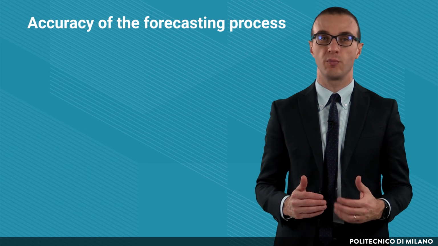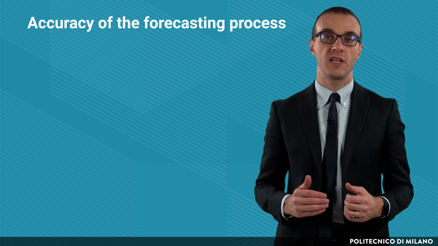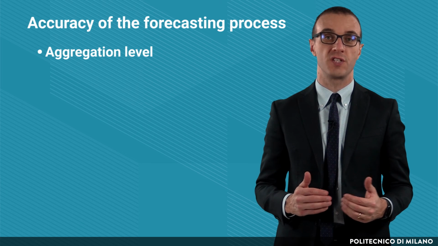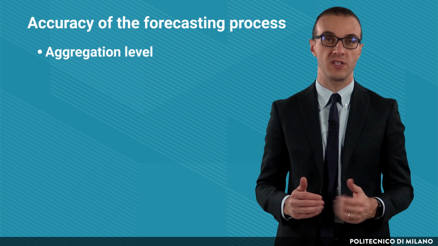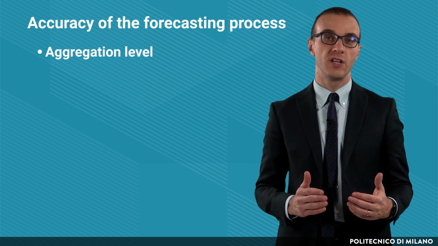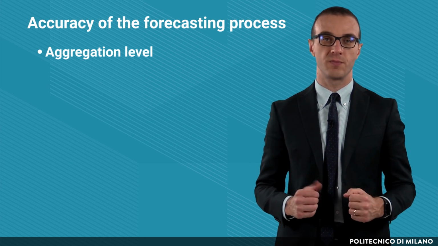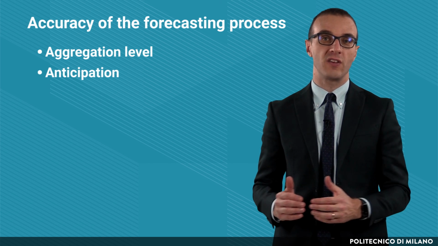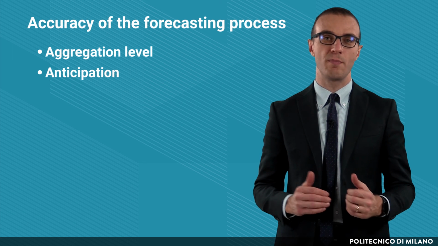Finally, just a couple of words about the accuracy of the forecasting process. For now, we say only that it depends on the aggregation level in terms of time, product, geographical areas. The higher the level of aggregation, the higher the accuracy due to the compensation of the errors. The anticipation, how much time before the forecast is made: the closer, the better the accuracy.